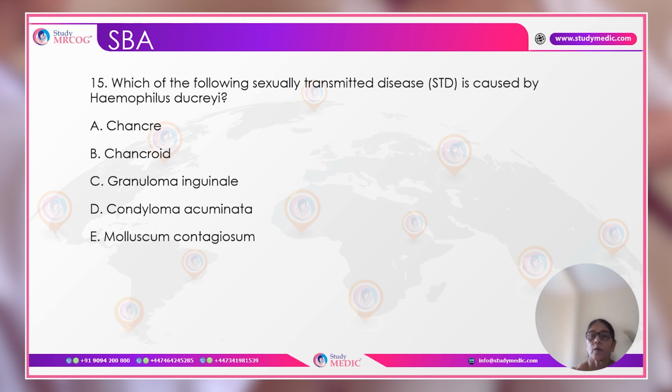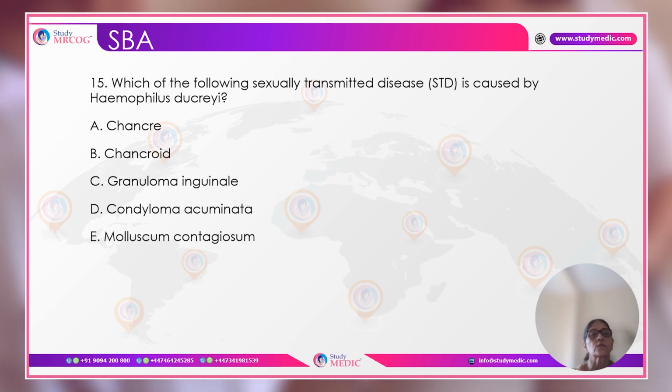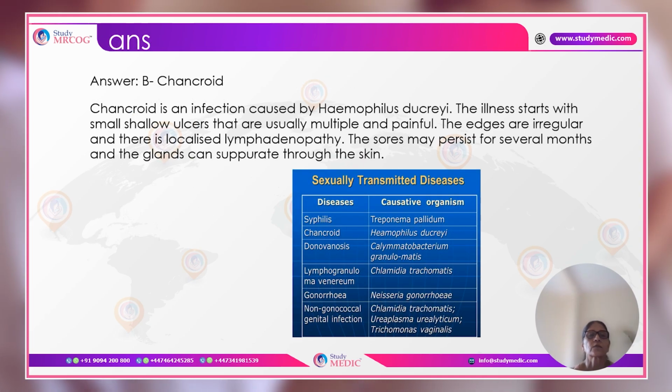Which of the following sexually transmitted diseases is caused by Haemophilus ducreyi? Chancre, chancroid, granuloma inguinale, condyloma acuminata, or molluscum contagiosum. So, we know it cannot be chancre because chancre is caused by syphilis. It could be chancroid, granuloma inguinale, condyloma acuminata, or molluscum contagiosum. Let us see what the answer is. So, Haemophilus ducreyi causes chancroid.